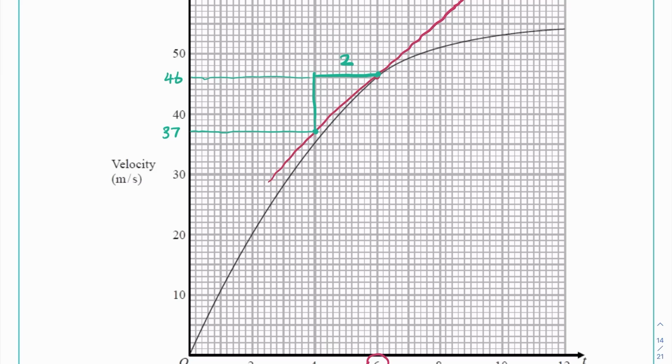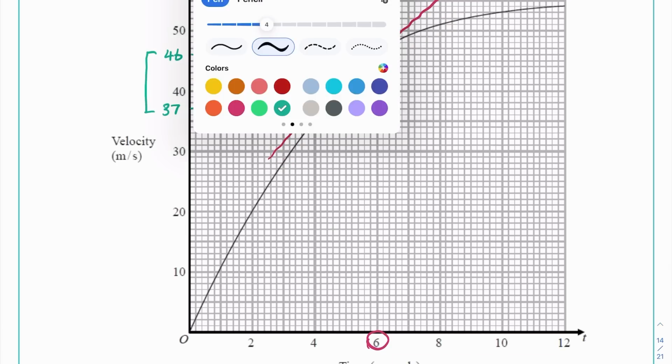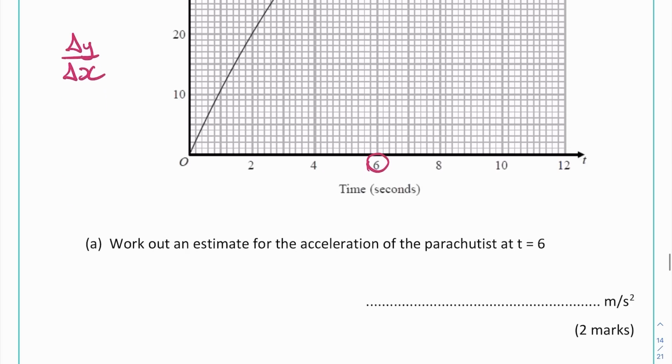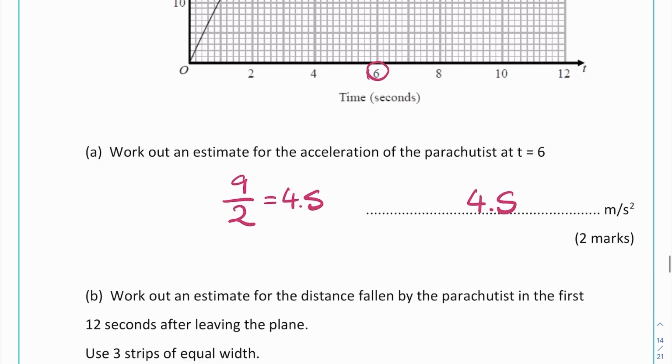So that's from 37 to 46, which is a rise of 9. In terms of answering this question, when you are finding the gradient of a line, you're going to do change in y divided by the change in x, or the rise over the run. The change in y is 9, the change in x is 2, so my calculation would be 9 divided by 2, which gives me an answer of 4.5. So the acceleration is 4.5.